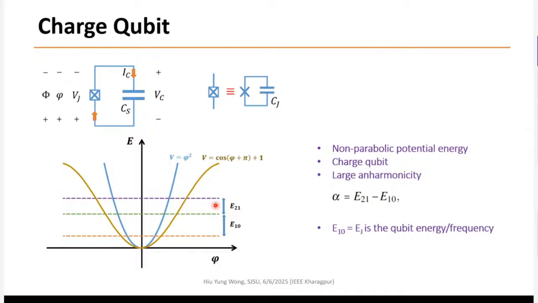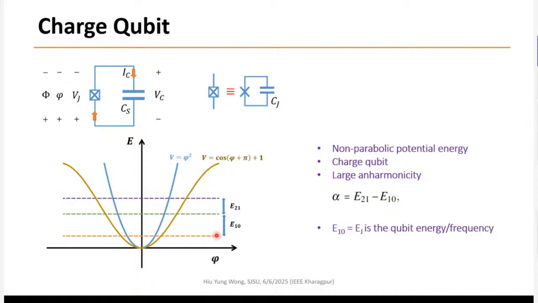The energy difference between these two levels is called the anharmonicity. So that's why we need a Josephson junction to build a qubit that has the right anharmonicity. Now, we forgot to mention how it carries the information. But we did say that the bottom state is 0, the second state is 1.